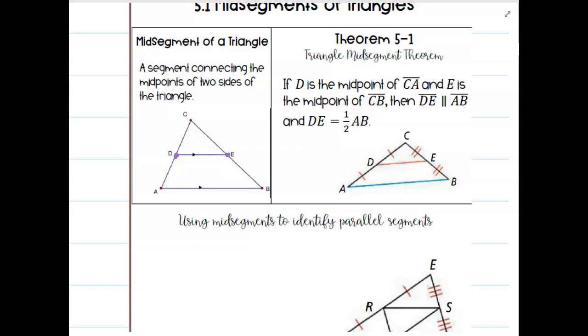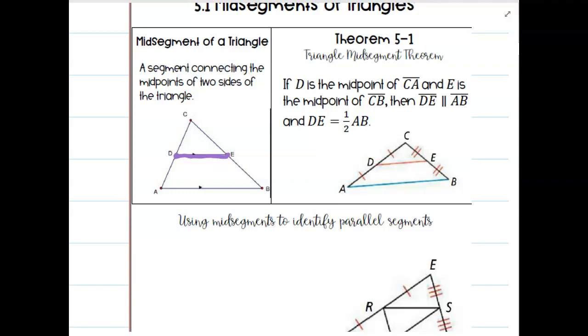The segment created by these two midpoints, this is the mid-segment. So the segment created between those two midpoints, that's the mid-segment. That's what we're going to be talking about today. Now, this mid-segment turns out to be pretty cool. This is what you wrote down in your theorem, in your flip book.